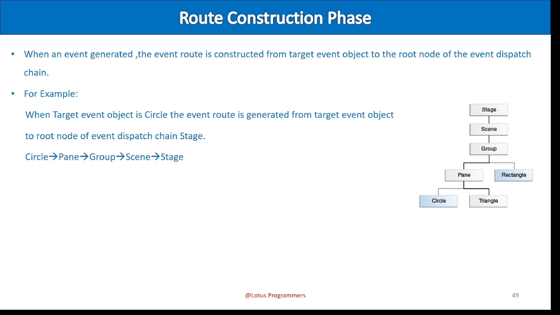For this example, the path is created as follows: the target selection event object is the circle. From the circle object, the next object selected is the pane. From the pane, the next object selected is the group. From the group, the scene is selected. From the scene, the stage is selected. So the root node of the entire event dispatch chain is the stage object, and the target event object is the circle.